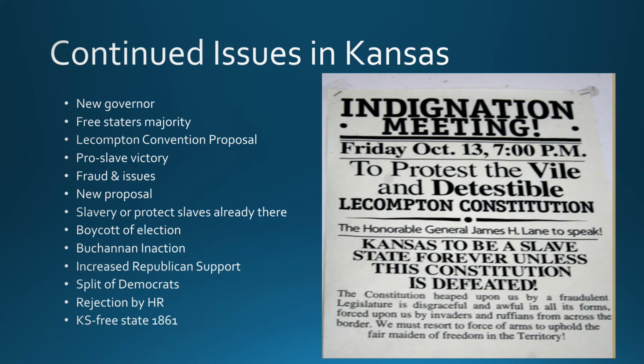Again, here we see some signs for a protest of the Lecompton Constitution, the proposed one that had slavery existing, even though not necessarily the will of the people. Again, like I said earlier, this lends itself to what we would refer to as a mini civil war.